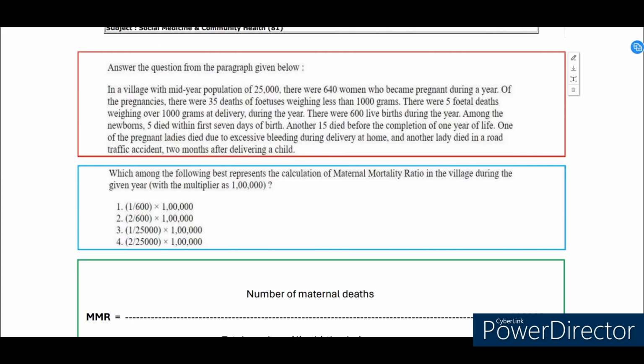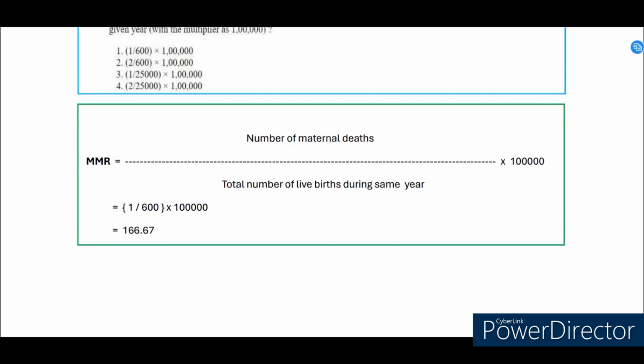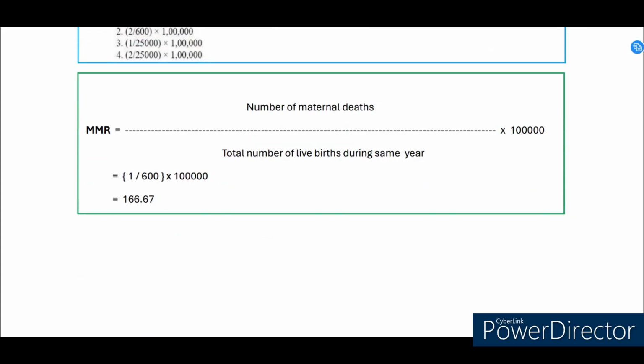In the given passage, they have mentioned one pregnant woman died due to excessive bleeding. So that is related to pregnancy, okay? And another lady died in a road accident. So we should not include that lady who died in a road accident because it is not related to pregnancy. So the numerator will be only one pregnant woman divided by live births, that is 600, multiplied by 1 lakh. So the answer is around 166.67.